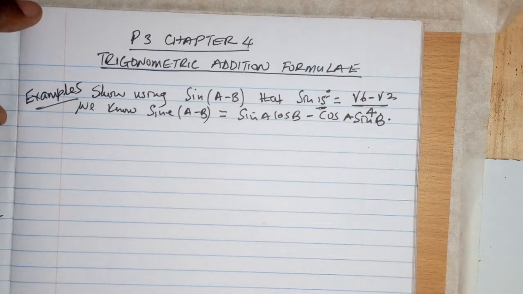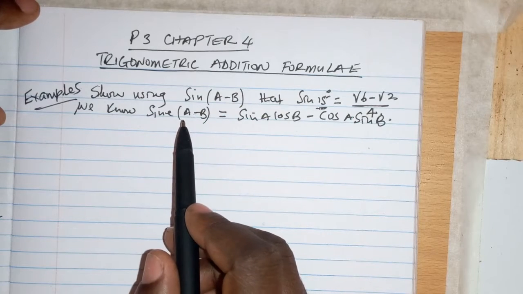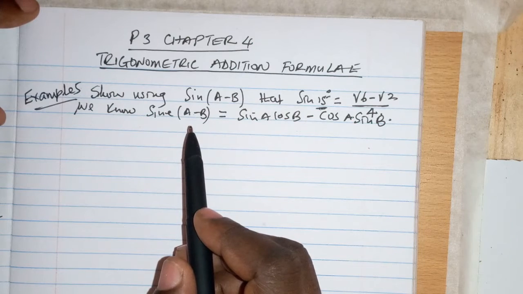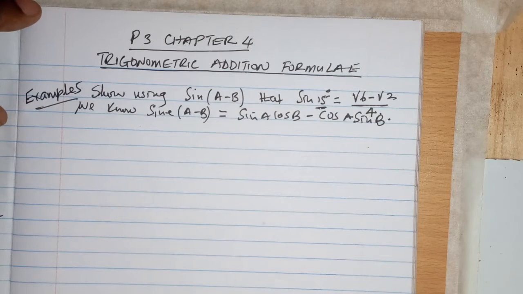Please note that sine 15 can be sine of 100 minus 85, but we cannot really obtain sine 100 as an exact value. But we remember there are those angles that we had dealt with previously, and we had termed them special angles. And these special angles, which have exact trigonometric ratios, include 90, 60, 45, and also 30.